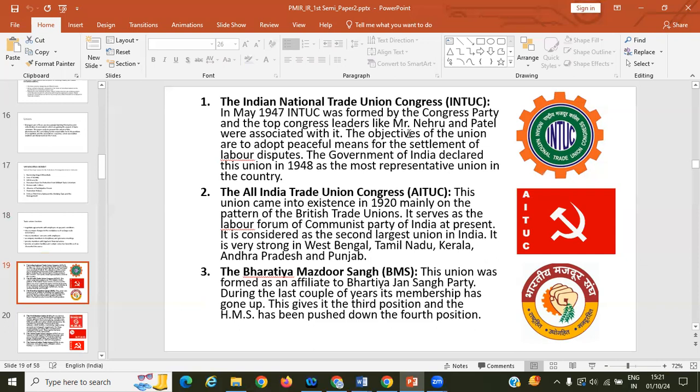After independence, he was the leader, and others were associated with it. Both were national leaders at that time, 1947. The objective of the union is to adopt peaceful means for the settlement of labor disputes. The government of India declared this union in 1948 as the most representative union in the country. So INTUC is one important trade union.